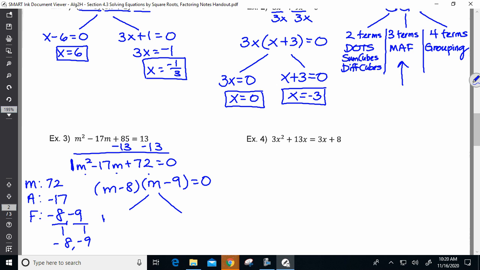This is solve. Set each part equal to 0. So m is equal to 8. M is equal to 9. There's your 2 answers. Questions, example 3.